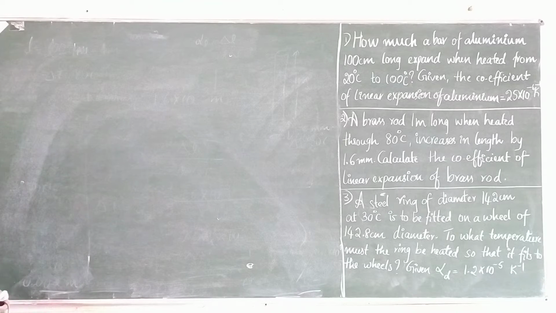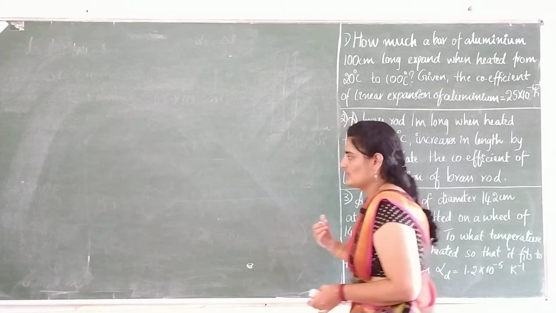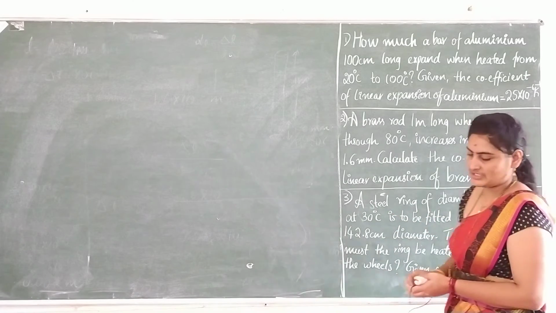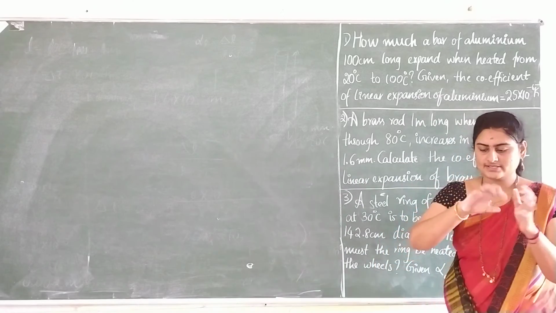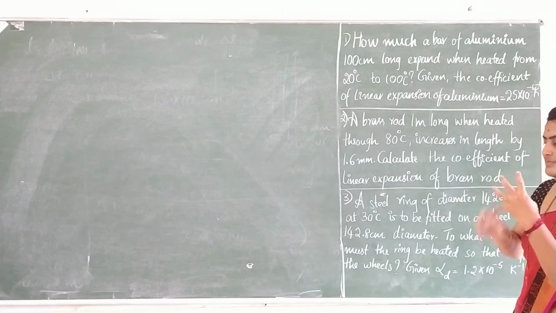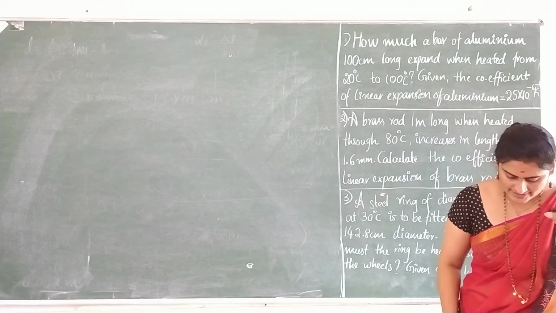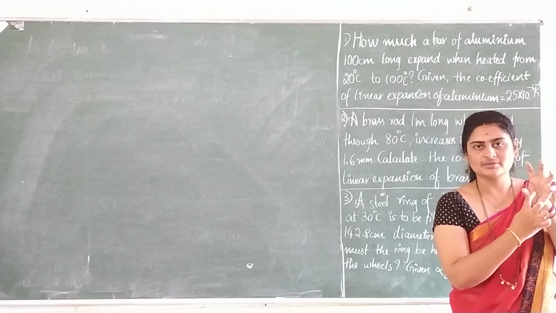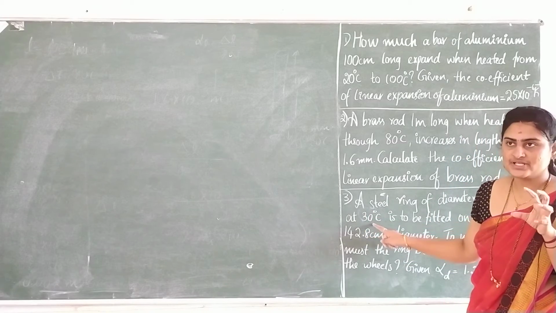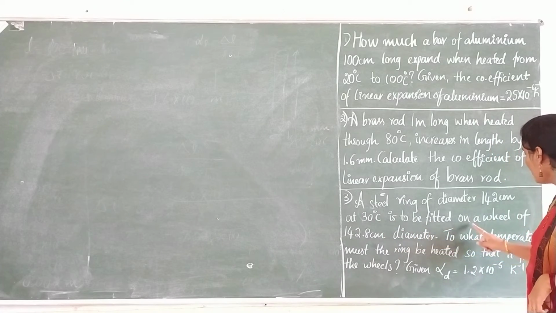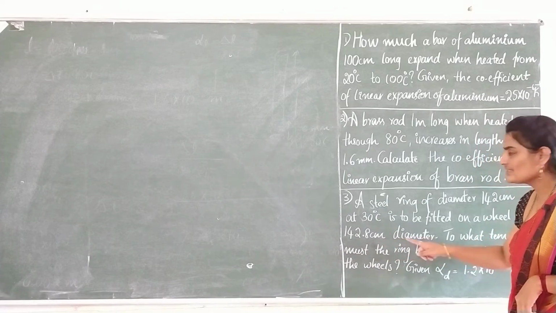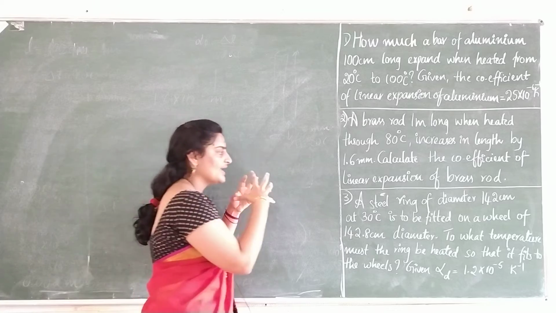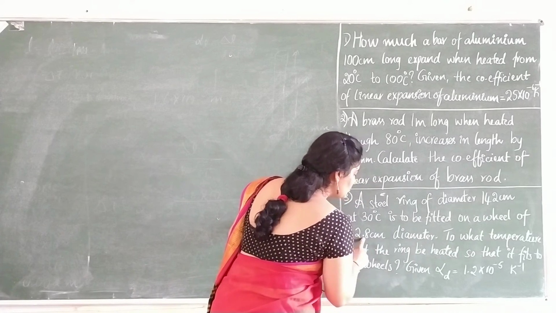Let us understand the problem. A steel ring of diameter 142 centimeter. There is a steel ring like this. The diameter from here to here is 142 centimeter. It is maintained at 30 degrees Celsius. It is to be fitted on a wheel of 142.8 centimeter diameter. So you have to fit this steel ring with a wheel. The diameter of the wheel is given as 142.8 centimeter.